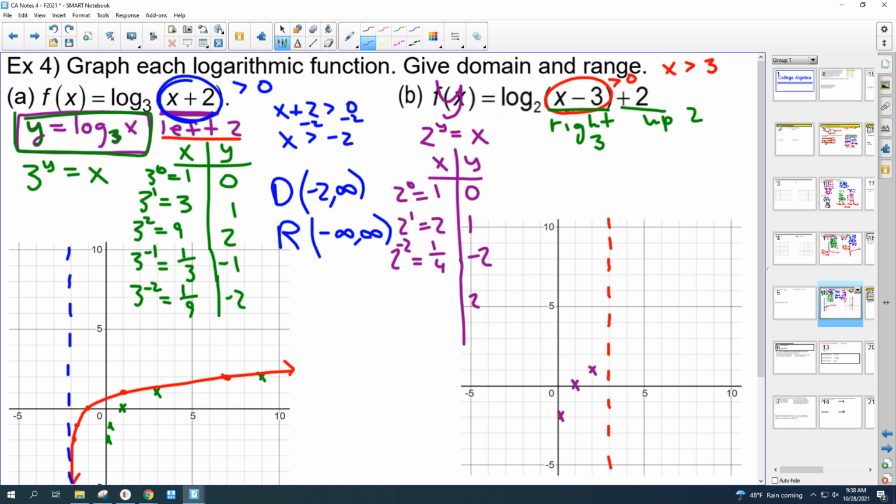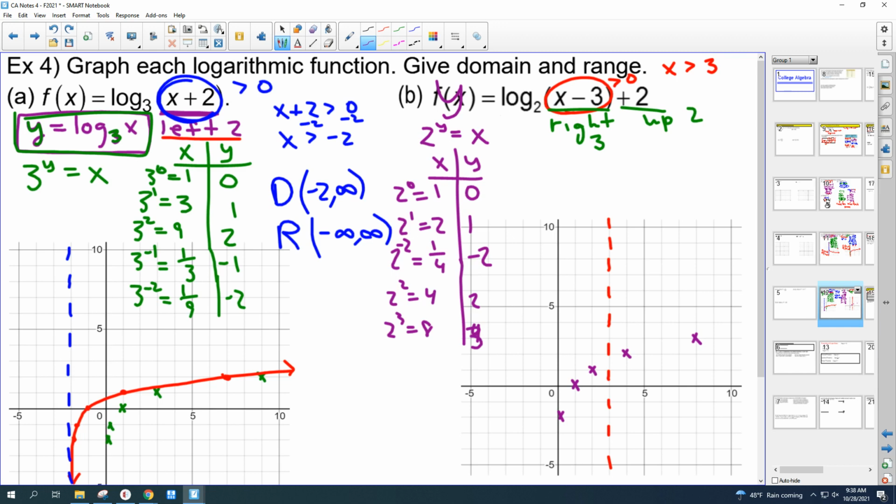Let's do +2. If I do 2 squared, that's 4. So I've got the point 4, 2. 4, 2 is right there. If you want to do anything bigger than that, let's do 4. No, let's do 3. 2 to the third is 8. So I've got 8, 3 right there. I've got all of those points. I know what this thing is shaped like.